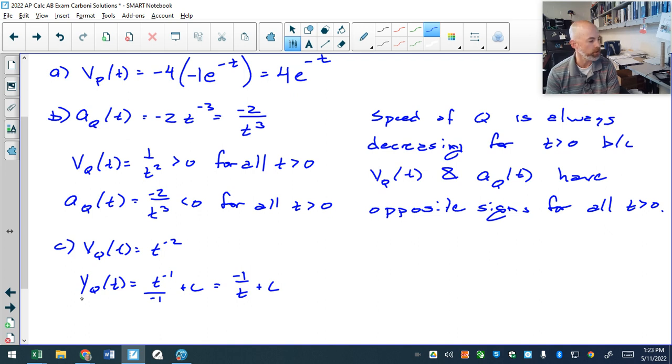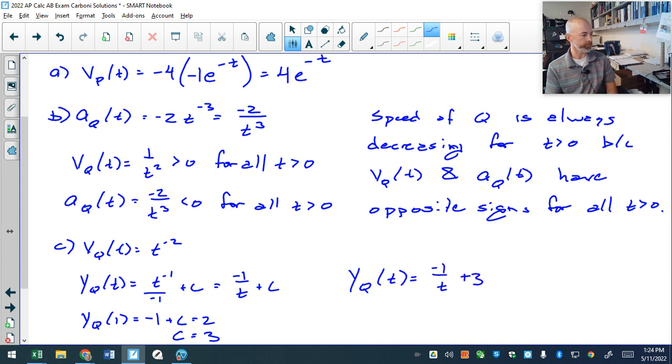That cleans up to negative 1 over t plus c. And we now need to solve for c, and we can do that because they tell you that at time t equals 1, the position of particle q is at a y-coordinate of 2. So I'm going to plug in 1. That would be negative 1 over 1 plus c is supposed to equal 2. That means that c is equal to 3. And then I can rewrite my position of particle q as negative 1 over t plus 3. That is it for c.